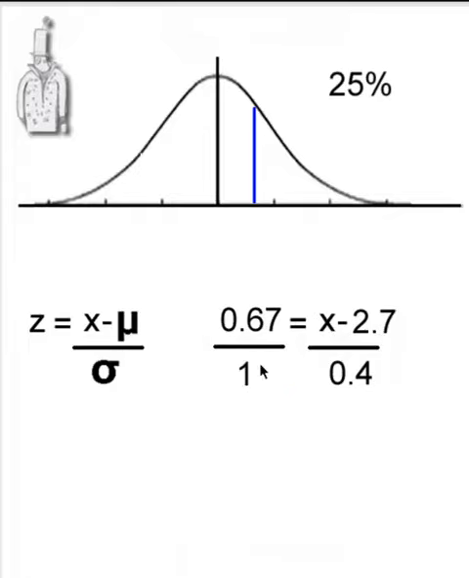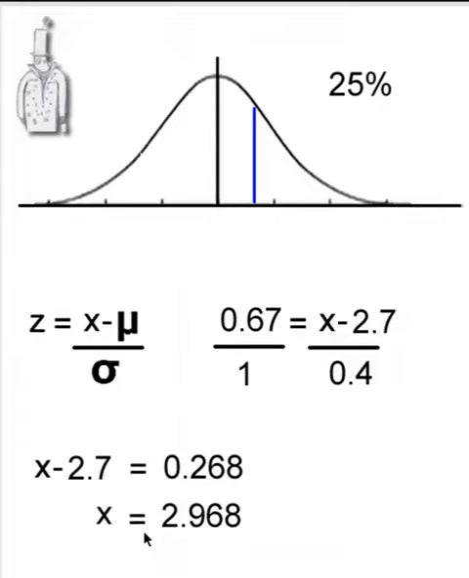Remember, 0.67 is over 1. When you cross multiply, you get that. Do a little bit of algebra, you get the answer. In other words, the top 25% of the corn stalks are at or above 2.968 meters.